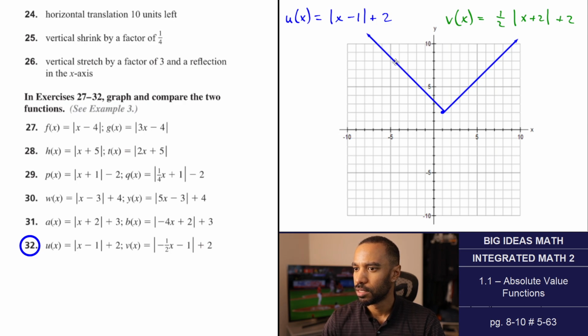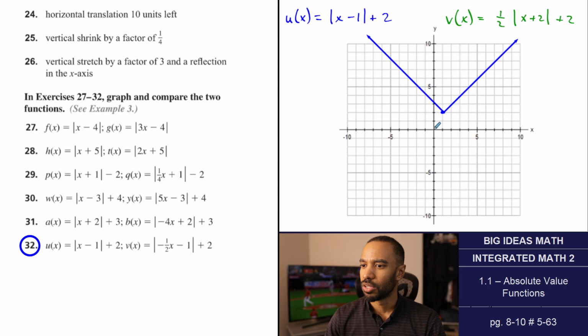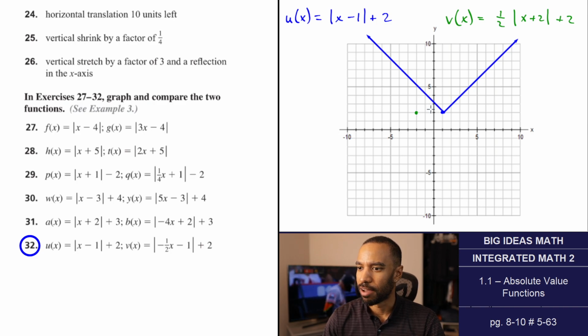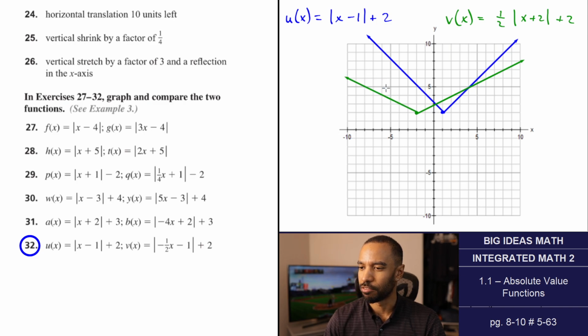The green is left 2, up 2, and a vertical compression of 1/2. No reflections. We go up 1 over 2, kind of like that. I say kind of, because I don't know what's up 1 over 2. I'll just kind of do this. Boom, boom. I should do that in the future anyway.